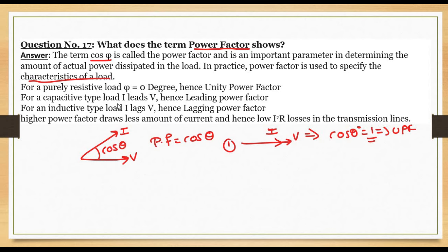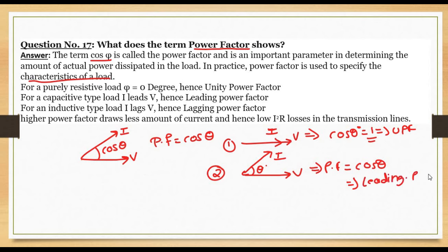Then for a capacitive type load, current leads voltage, and hence it is leading power factor. Now what happens in a capacitive type of load? The current leads the voltage, and this will be the angle theta between them. Then power factor will be cos of that angle, and this will come to be a leading power factor, since current is leading the voltage.